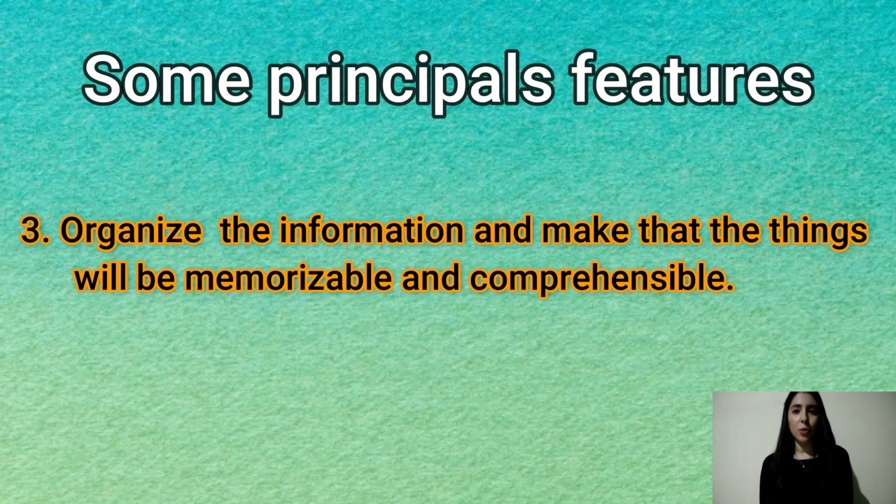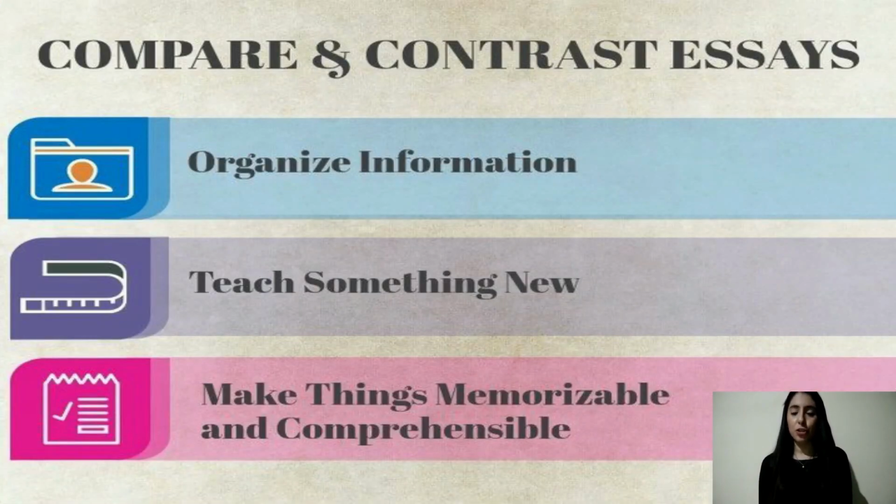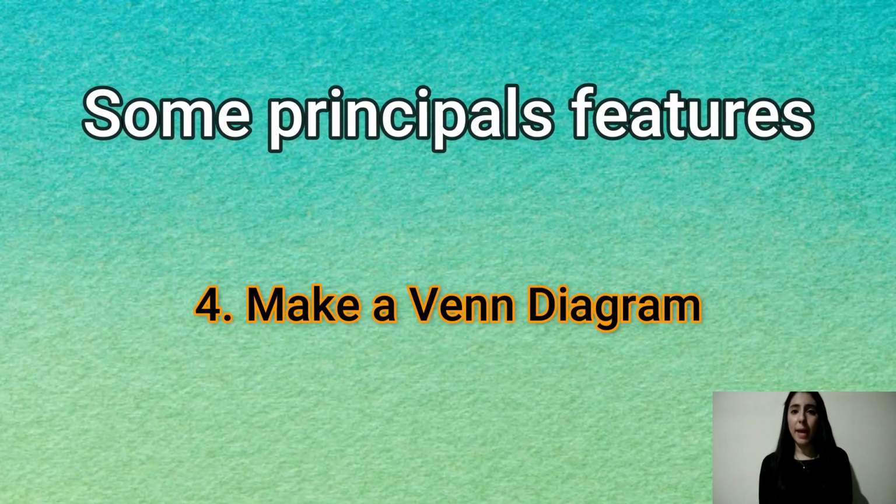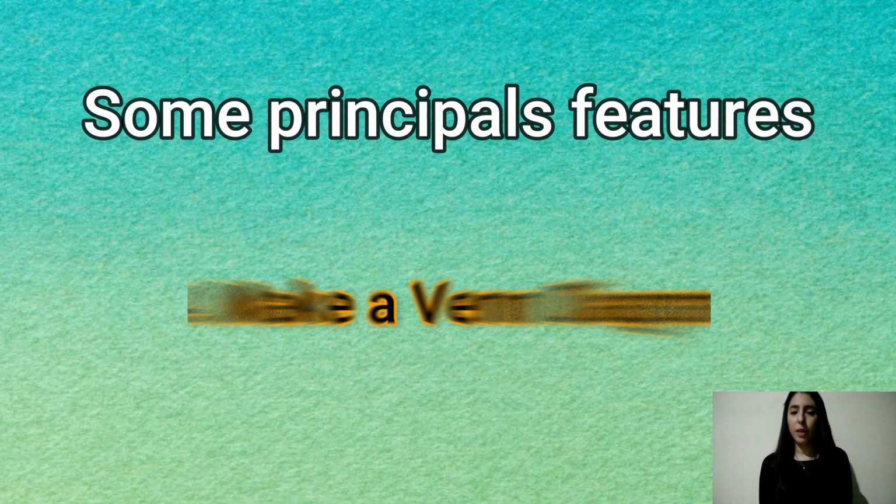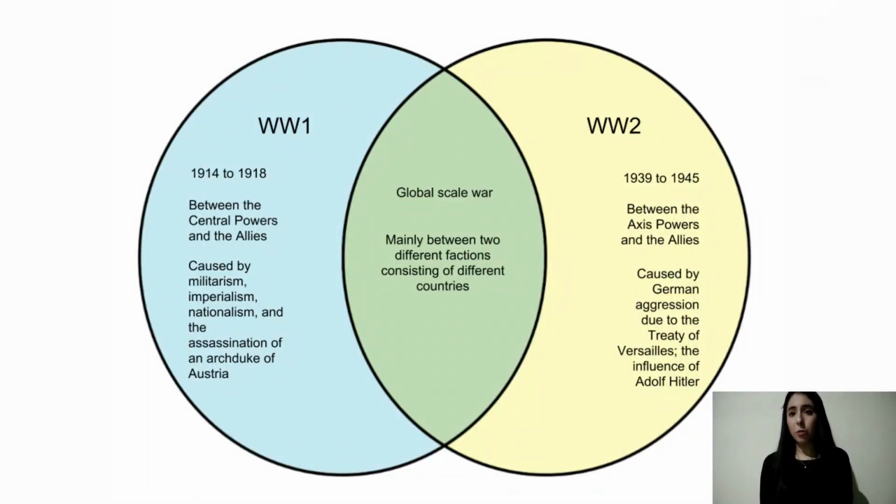This essay is also characterized by organizing the information and making it memorable and comprehensible. And finally, make a Venn diagram. This can help quickly and efficiently compare and contrast two or more things or two or more ideas.